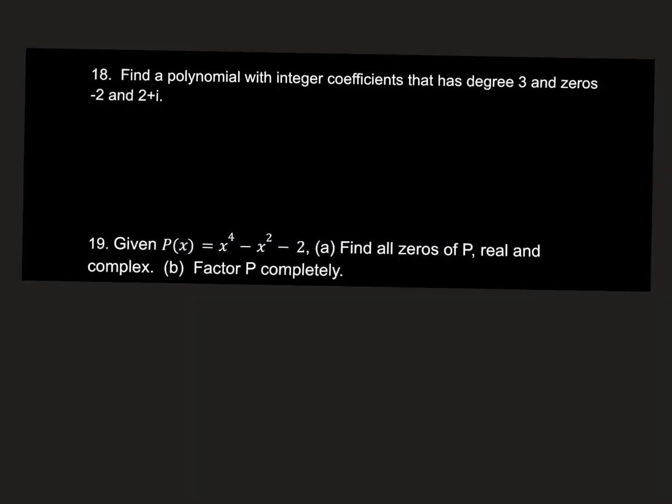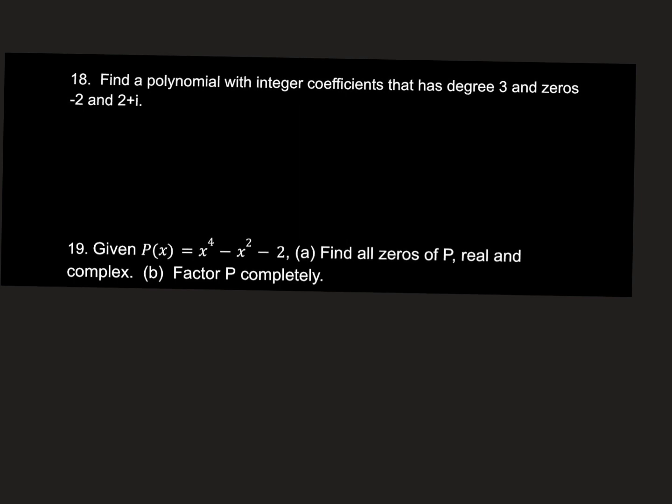Two more. Number 18, find a polynomial with integer coefficients that has degree 3 and zeros -2 and 2 plus i. Remember, if it has 2 plus i, that means 2 minus i is a zero also, and the negative 2.